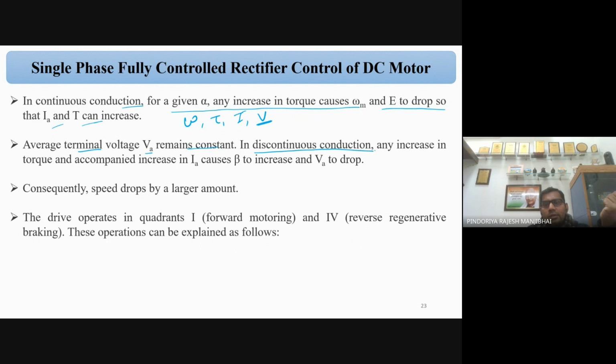In discontinuous conduction, any increase in the torque causes an increase in Ia, since torque is directly proportional to the current. This causes E to increase and Va to drop. Consequently, the speed drops by a large amount. The drive operates in the first quadrant, that is forward motoring. We already studied forward motoring, reverse motoring, forward braking, reverse motoring, and reverse braking.